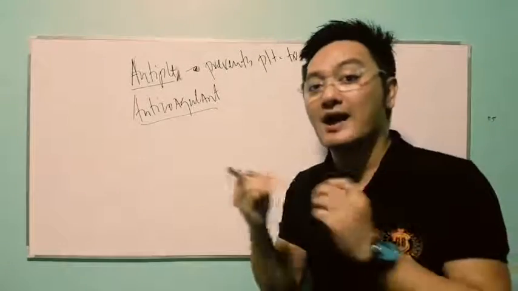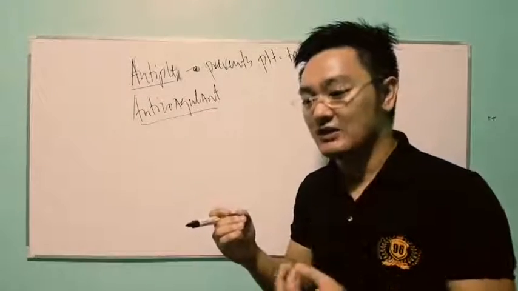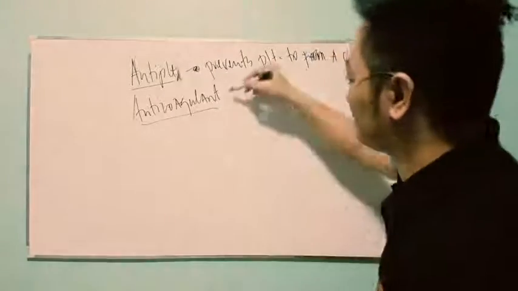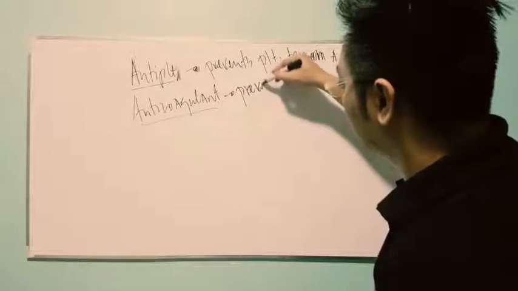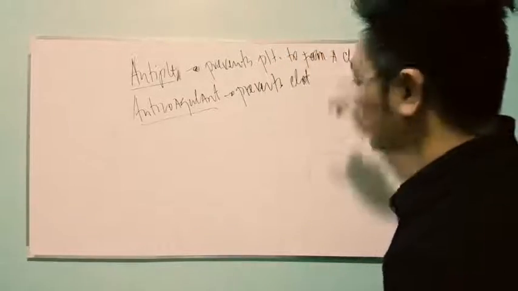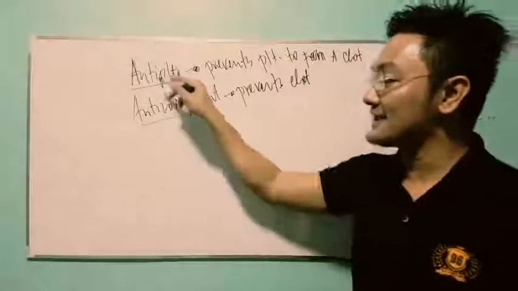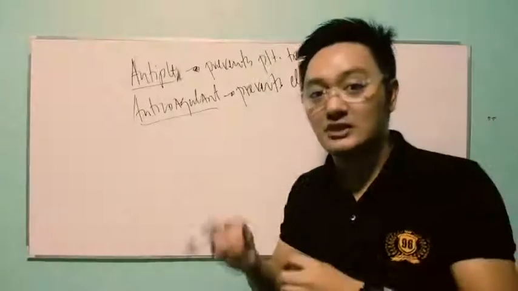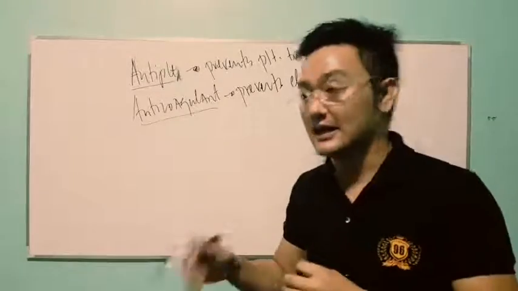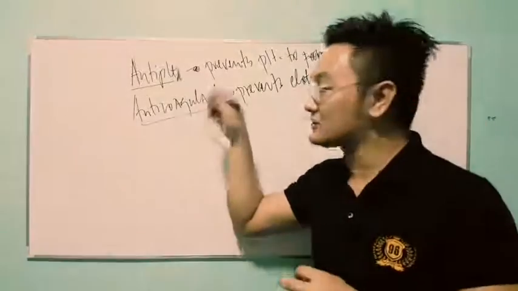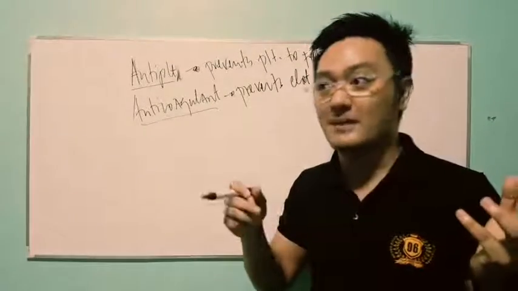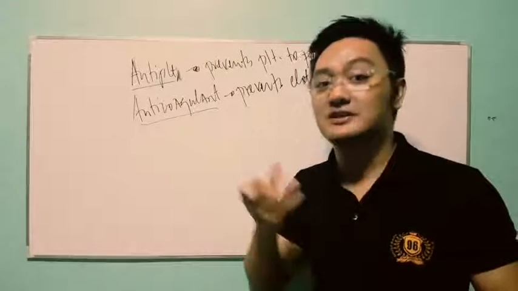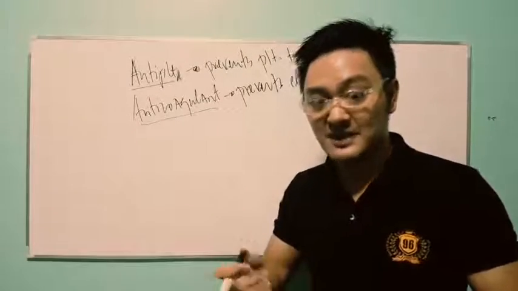Now an anticoagulant, on the other hand, is an agent that prevents clot formation. Did you get the difference? When you say antiplatelet, it prevents the platelets from forming a clot. When you say anticoagulant, it prevents clot formation. These two are also different from thrombolytic drugs. Thrombolytics are drugs that will dissolve the clot. Did you get the difference?